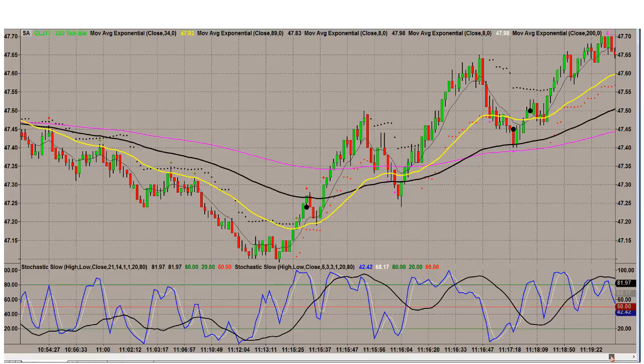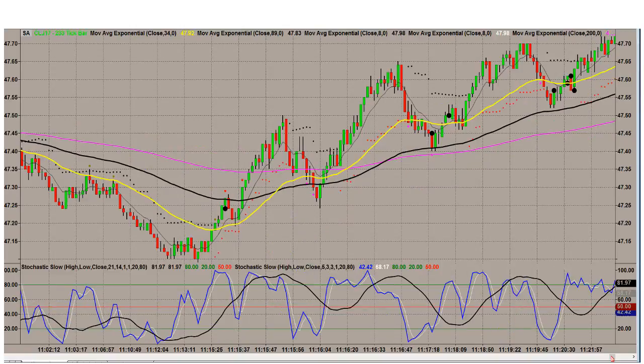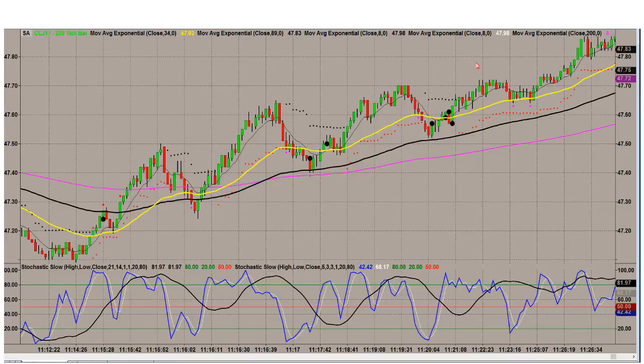Here it is again. Here's a little break right here. Here's the 8 above the 89. Well, there's a quick 100. Here's the 34 bounce. Super strong. That's a quick 150, 200. I keep 150 because the market is so strong.